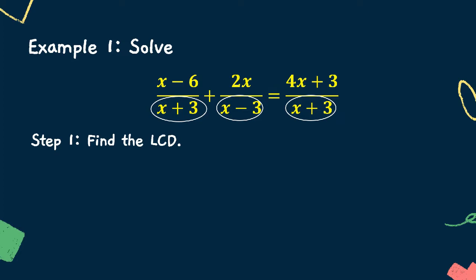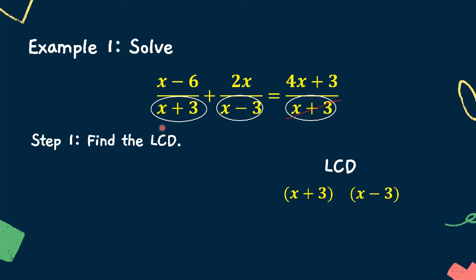So we have here x plus 3, x minus 3, and x plus 3. Notice that x plus 3 is repeating. Therefore, we will eliminate the other x plus 3. So we only have x plus 3 and x minus 3. Therefore, the LCD for this equation is the quantity x plus 3 and x minus 3.